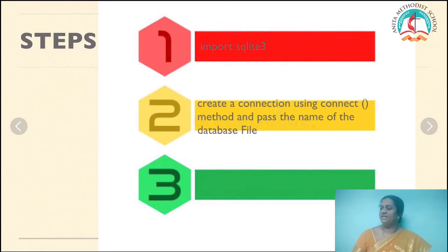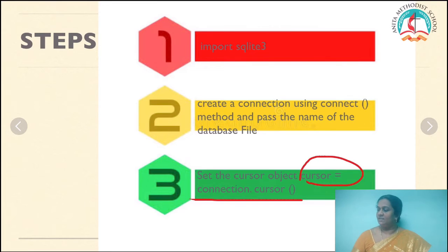What's the second step? The second step is to create a connection: we have to use the connect method and pass the name of the database file. And the third one is to set the cursor object: cursor is equal to connection dot cursor. It's very important. This cursor plays an important role in all the programs that we are going to see further. How we are going to connect it is very important, so connection dot cursor.